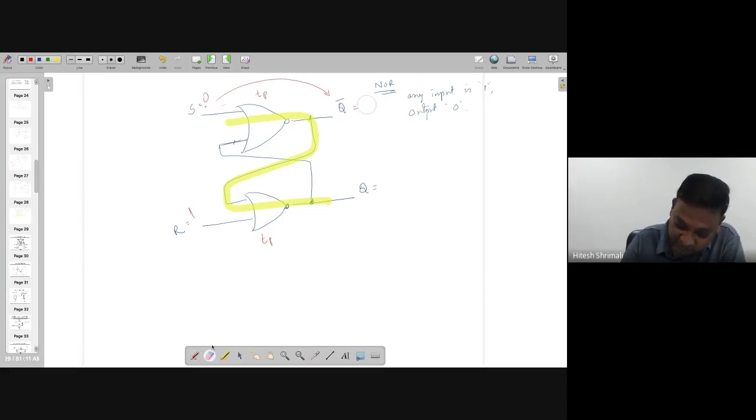This will become 1 and this will become 0. But the problem occurs when both are 1. When both are 1, both outputs become 0. That is an invalid state that should not be considered, or we should make sure that such a condition does not occur, where Q and Q bar are equal. If they are equal, it's not a good thing. You should avoid that state.